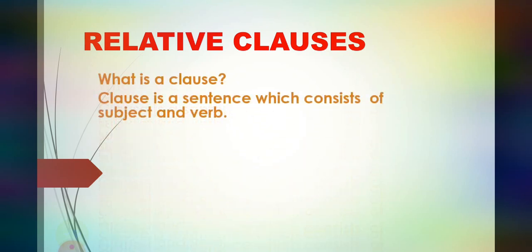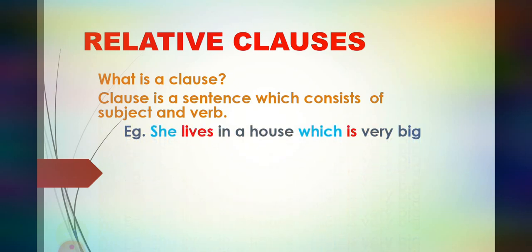Welcome back. Today, let us learn about relative clauses. First of all, let us see what is a clause. A clause is a sentence which consists of a subject and verb. Example: She lives in a house which is very big.